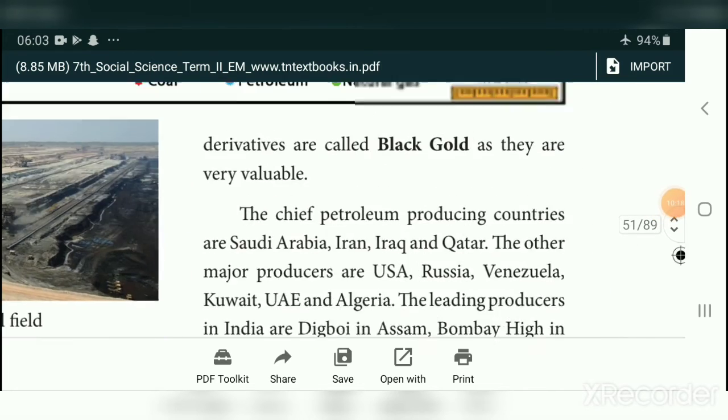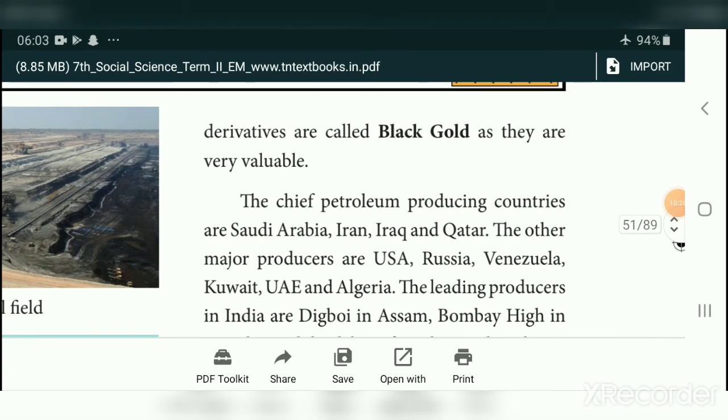Petroleum and its derivatives are called black gold. Note this one, it will come for one word. Petroleum and its other products are called black gold as they are very valuable products.